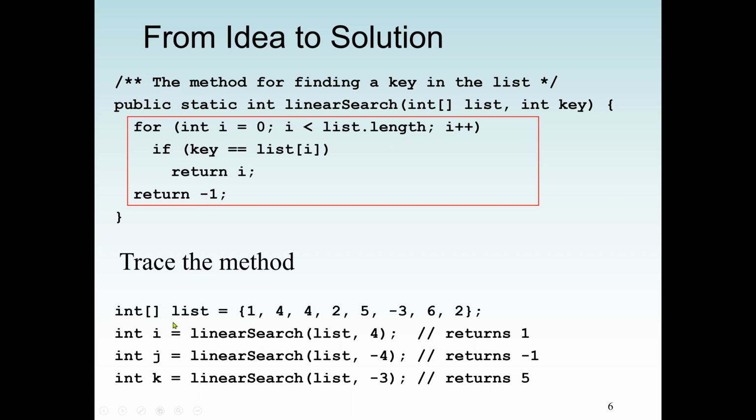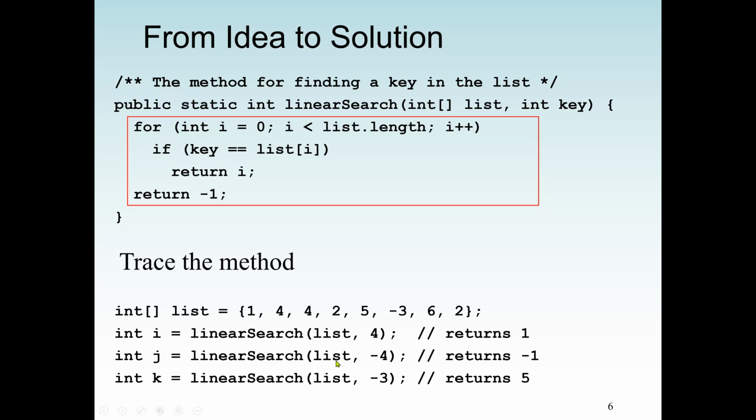So an example is given here. We have an array named list with the items 1, 4, 4, 2, 5, -3, 6, and 2. Now, if we call the function linearSearch(list, 4), it will return 1. Even though we also have another 4, the first 4 that it finds, it will return that position. So it will return 1.